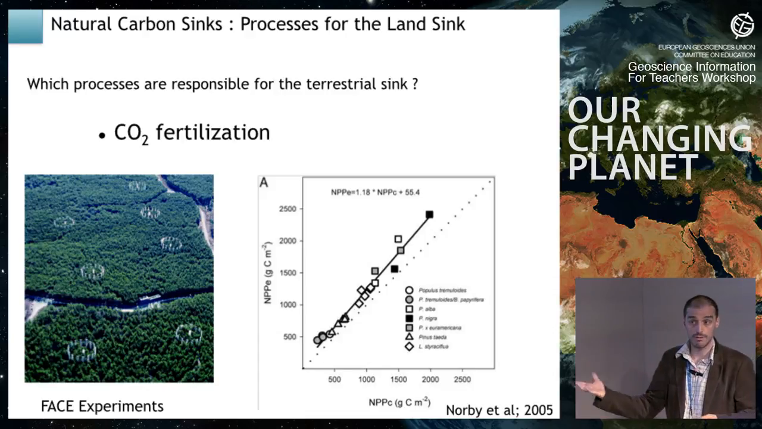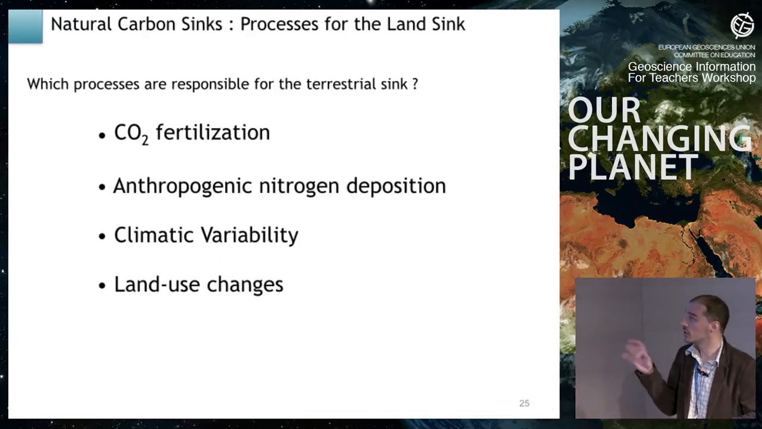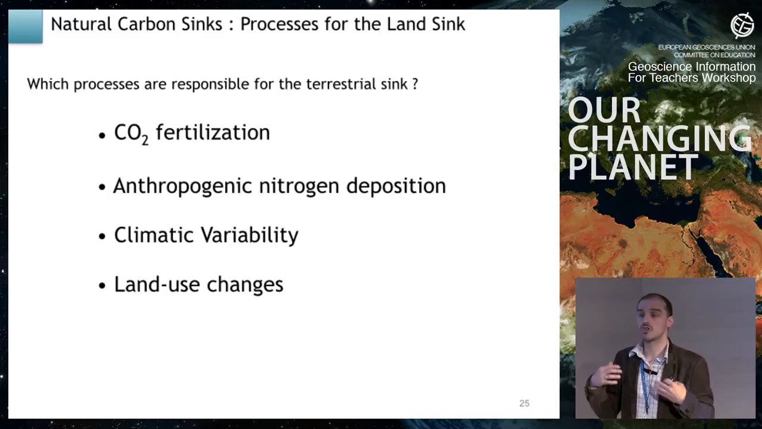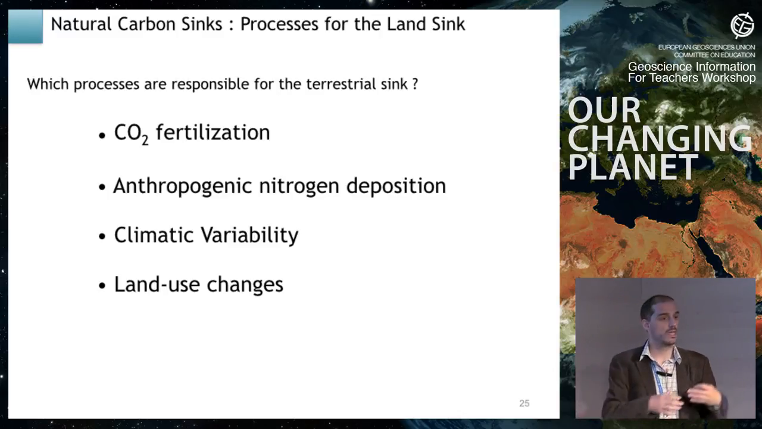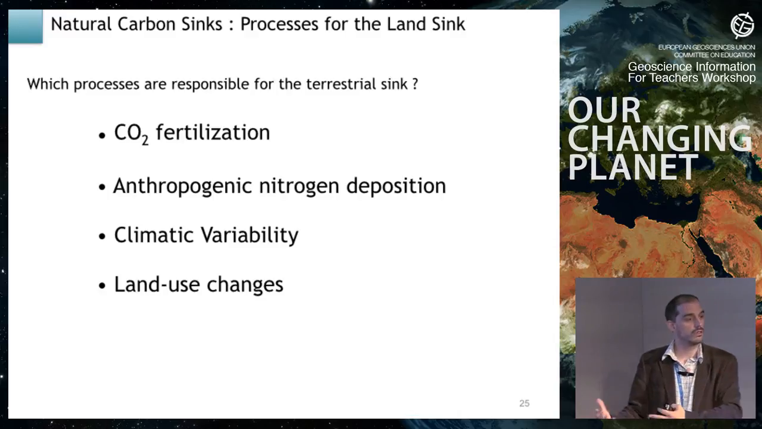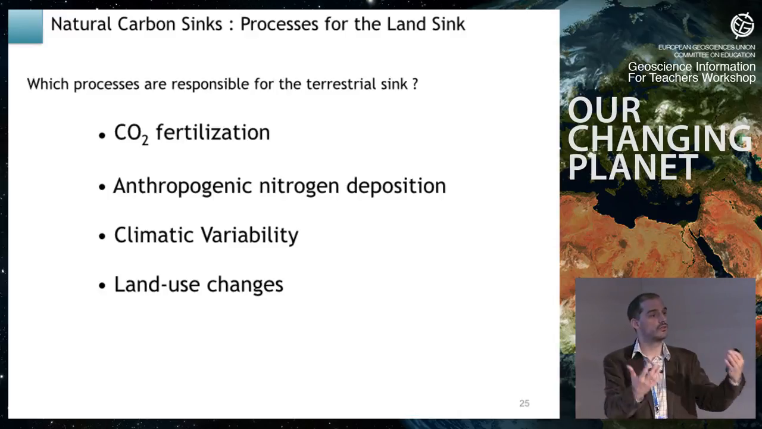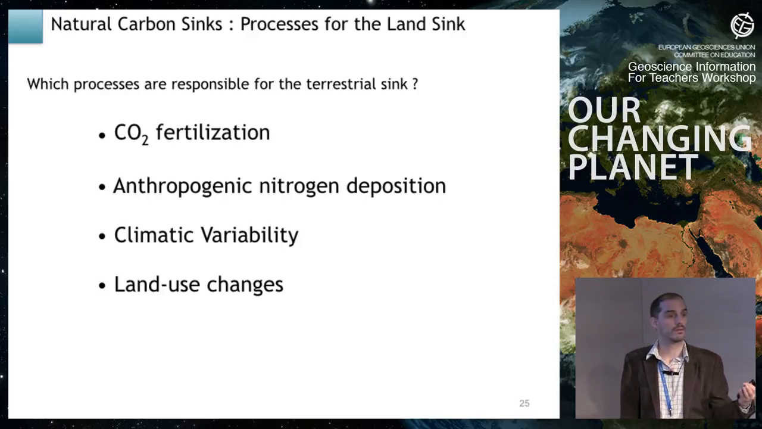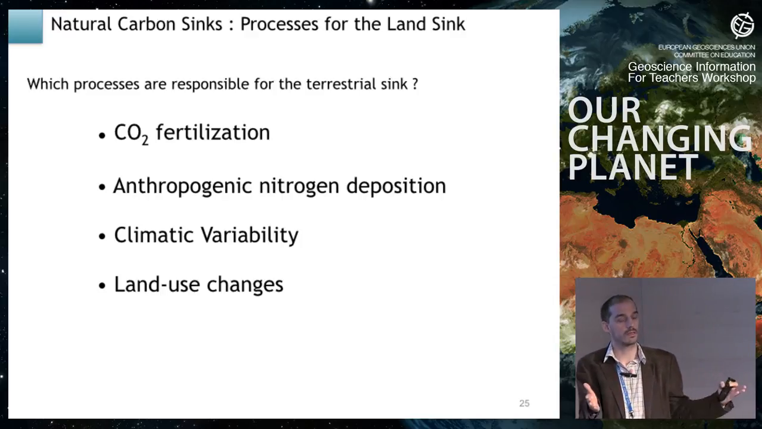But we have other factors that could play a role, and I just list them here. The fact that we have also more nitrogen in the atmosphere coming from fertilizers, coming from combustion, this nitrogen will be deposited onto the land ecosystems and could fertilize the ecosystem. And this could cause also some part of the sink. So anthropogenic nitrogen deposition. The fact that the climate is warming, that the growing season is expanding, that could also cause part of the land sink.